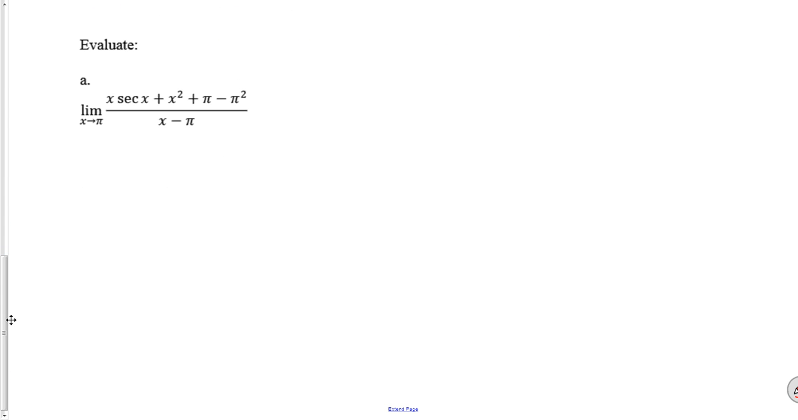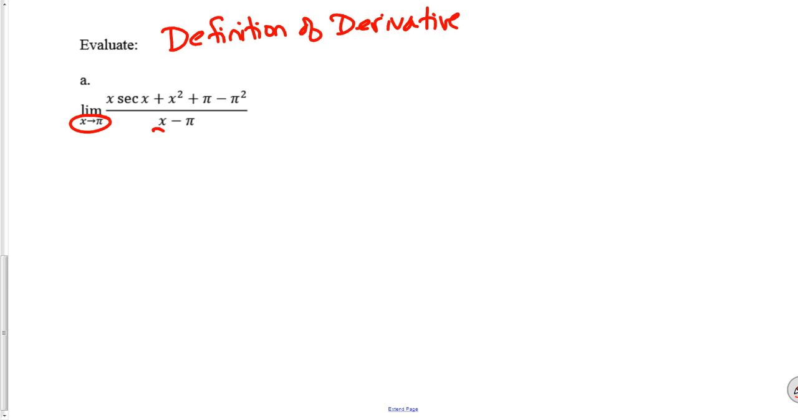So in this problem, we have this limit thing again, and what we're looking for is, is this a definition of derivative? So that's the question. At a glance, I can see that I have x approaching pi, and in my denominator, I have x minus pi. So it looks like it's a definition of the derivative at x equal to pi.